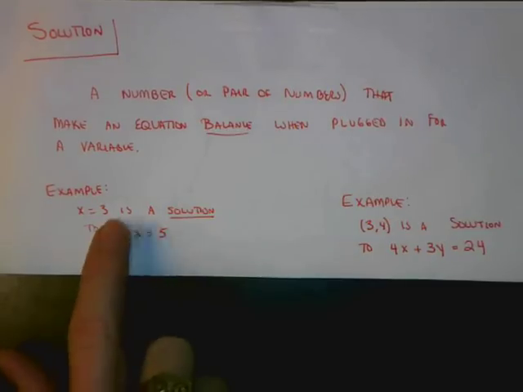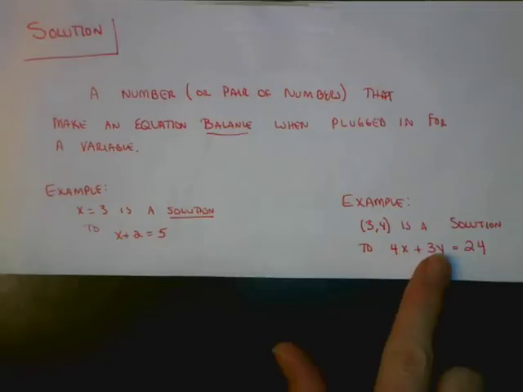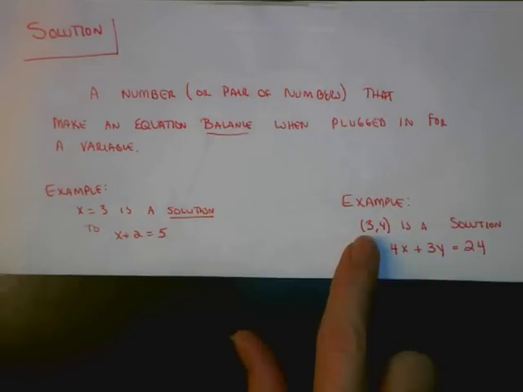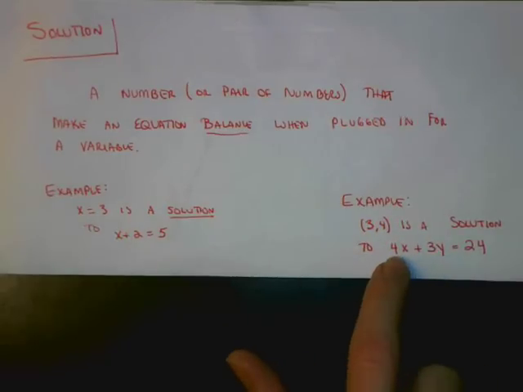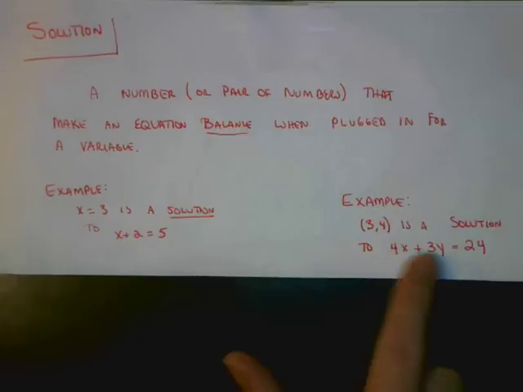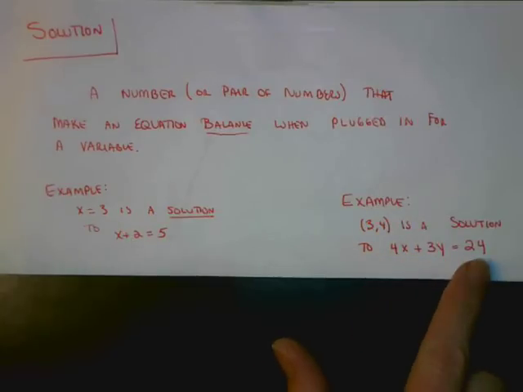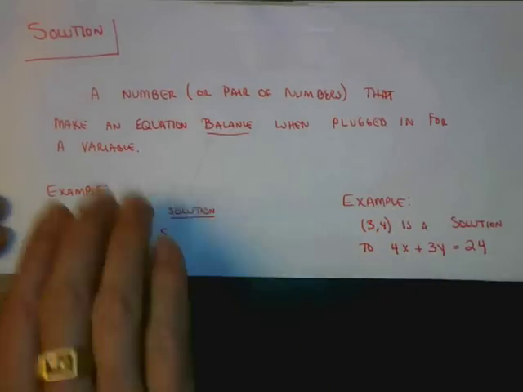In an equation with two variables, in this case 4x plus 3y equals 24, (3, 4) is a solution, because when I plug in 3 for x and 4 for y, I get an equation where the stuff on the left-hand side, which comes out to 12 plus 12, balances or equals the stuff on the right-hand side, which is 24.